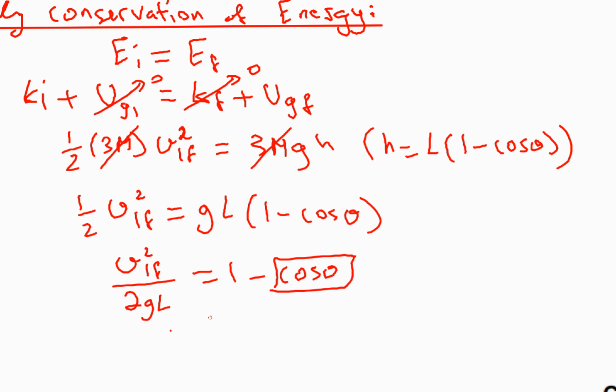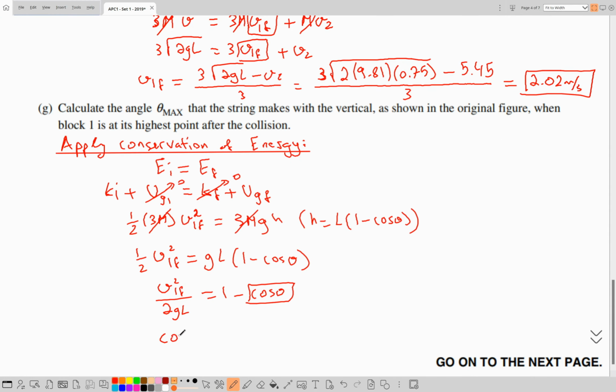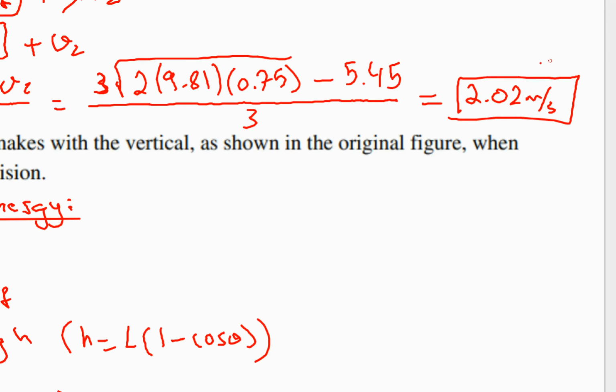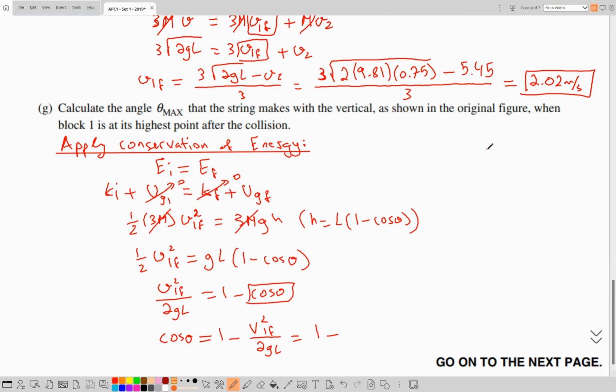This depends on how your notation is going. If I'm setting cosine theta to be x, then this is a linear equation. If I'm setting theta to be the variable, this is a trigonometric equation. Then cosine theta would be given by 1 minus v square 1f divided by 2gL. And the final speed for block 1 after collision is given by 2.02 to the power of 2, divided by 2, 9.81, multiplied by the length of the string, which is 0.75.